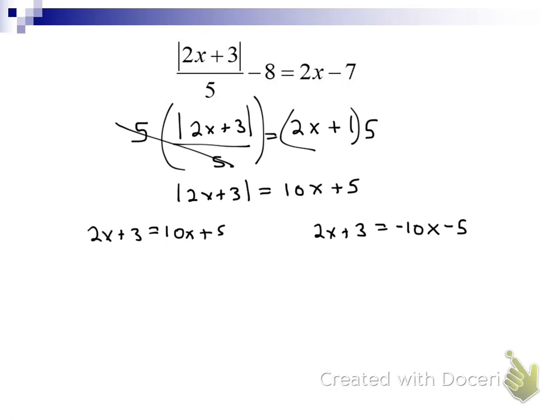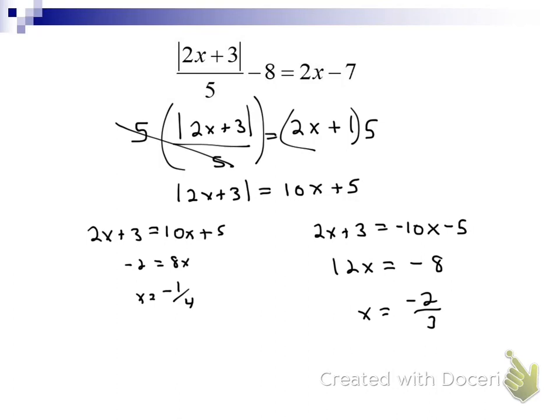I'm okay if you do multiple steps in your head here. 8x, subtract 5, be negative what? 2. x equals negative 1/4. Okay. Over here on the right, I'm going to add 10x. That would give me 12x. Subtract 3 would be negative 8. Divide by 12 would be negative 2/3.